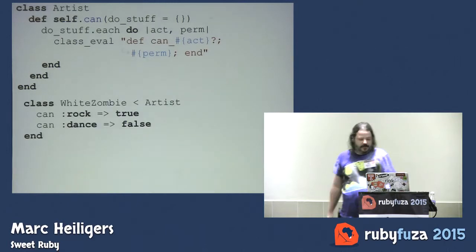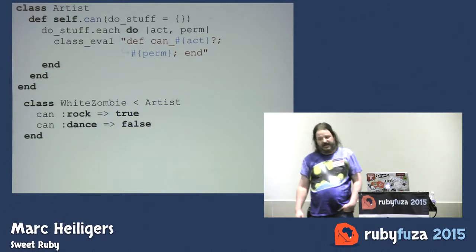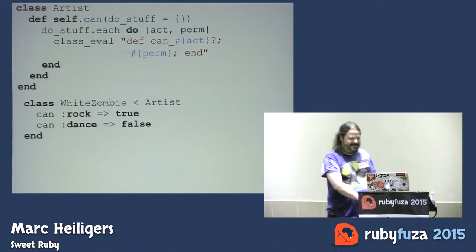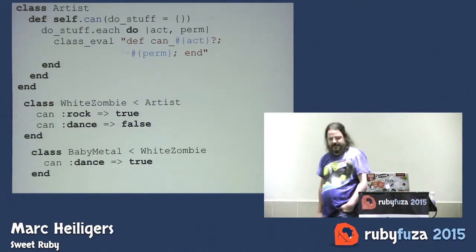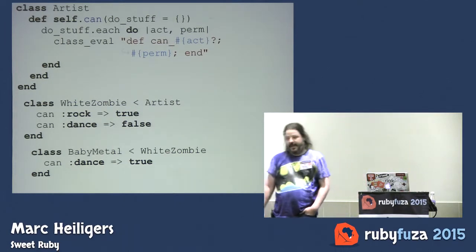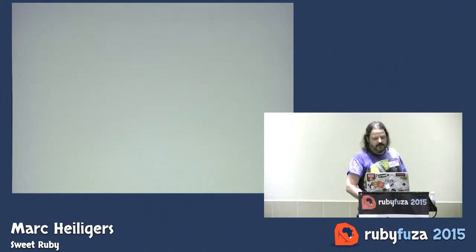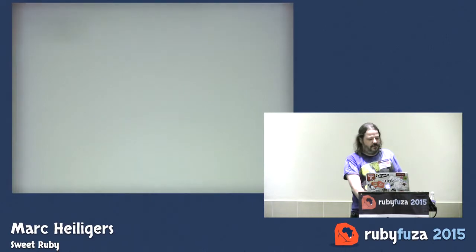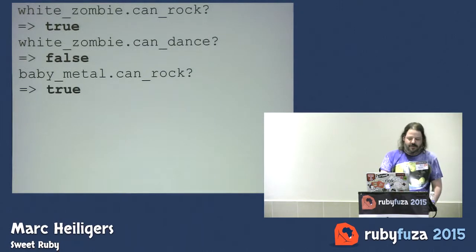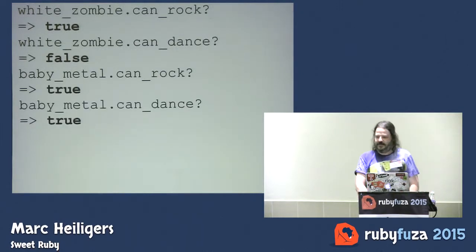For example, WhiteZombie can rock, but they can't dance. And if you inherit from WhiteZombie, maybe BabyMetal, they can dance and they can rock. If we actually run this code, you'll see that it's created a method called can_rock? and it returns true. can_dance? false. can_rock? true. can_dance? true.